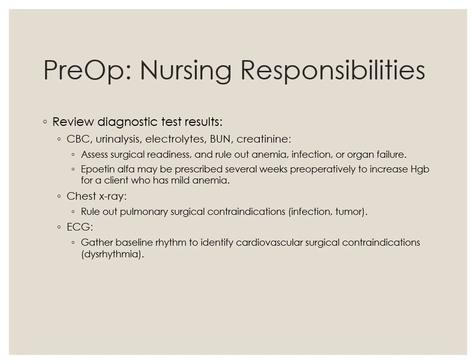We're going to look at a chest x-ray. We don't want any pulmonary surgical contraindications such as infections or tumors. And we're going to look at the ECG. We're going to gather a baseline rhythm to identify any heart contraindications such as dysrhythmias.